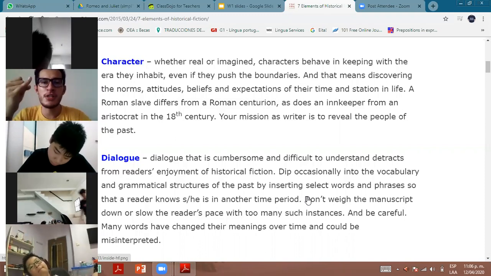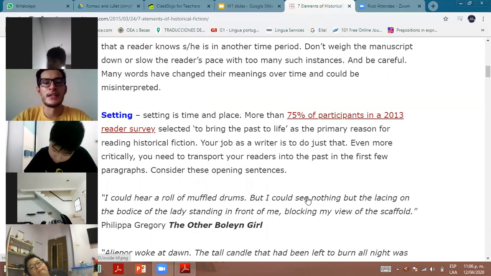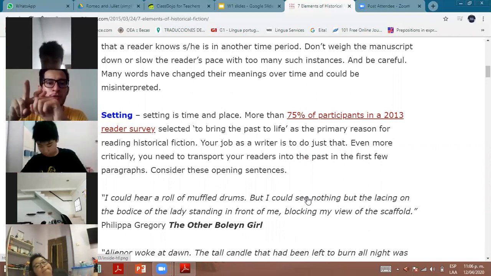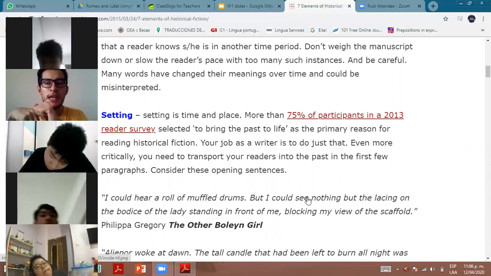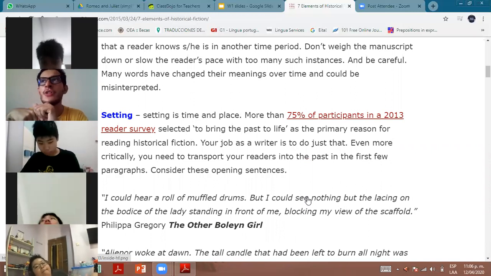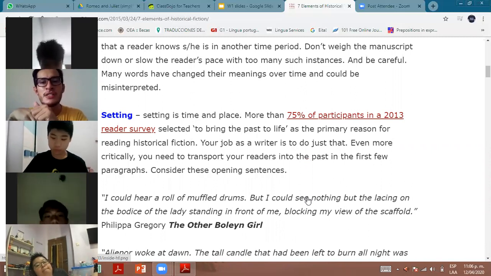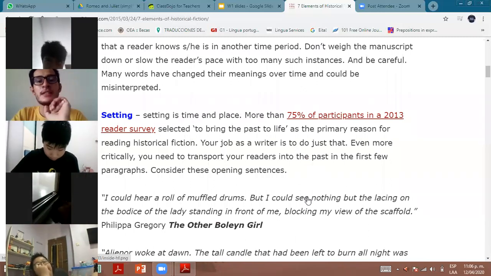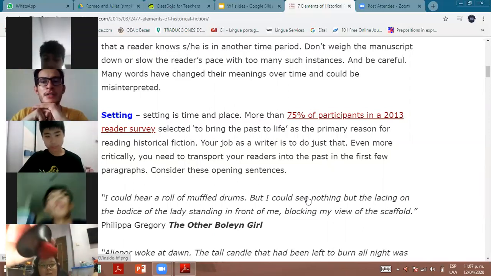So first one, characters. Second, dialogues. Let's take a look at the other one, the setting. Setting is two things, the time and the place. When is the story happening? I don't know, in the 20th century, in the future, in 2050, or in 1999, or in 2010, or in 2020. So the first one is the time, when it's happening. And the second is the place, where the story is going to take place.